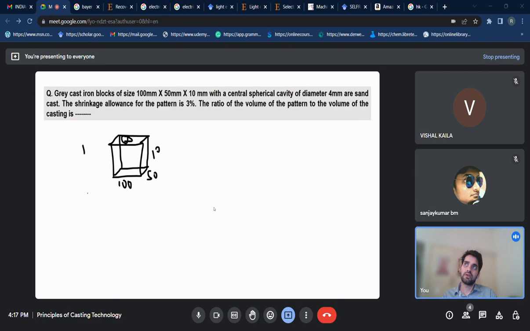There are three very good questions. The first two questions are for the basics, and the third question is very good. If you are able to solve the third question, you can solve any type of problem in pattern and allowances. So I would request all of you to please try this.